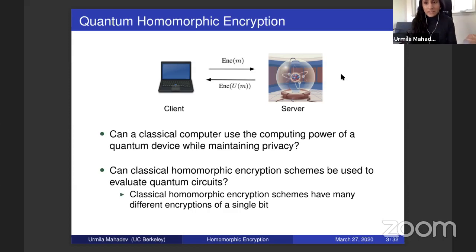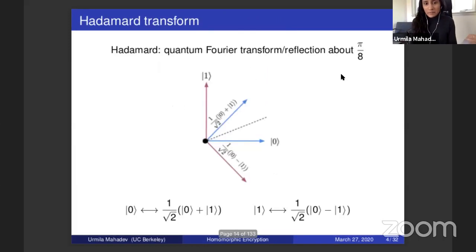So now let me tell you what this quantum property is. To tell you what the quantum property of interference is, I first need to tell you what the Hadamard transform is. This is a key operator in quantum computation. All the Hadamard transform is, it's the quantum Fourier transform. So it's a reflection about pi by 8. This picture shows you the reflection, and on the bottom, you can see what it does to quantum states. It maps a 0 qubit to uniform superposition over 0 and 1, and it maps a 1 qubit to a uniform superposition over 0 and 1 as well, but now there's a phase of -1.